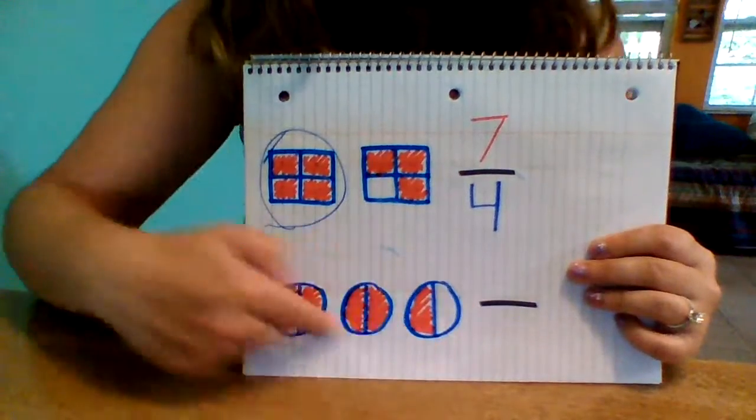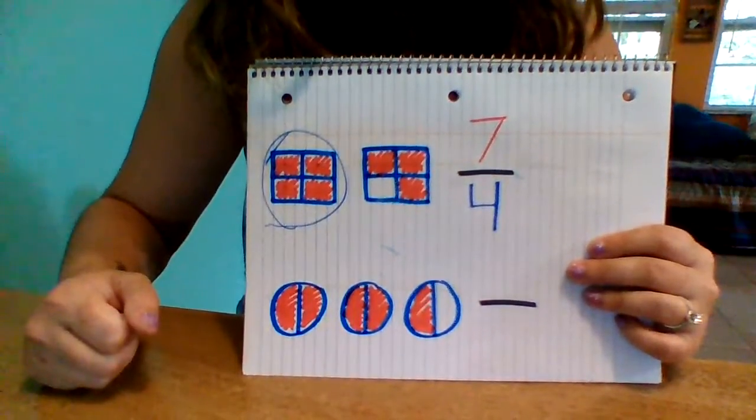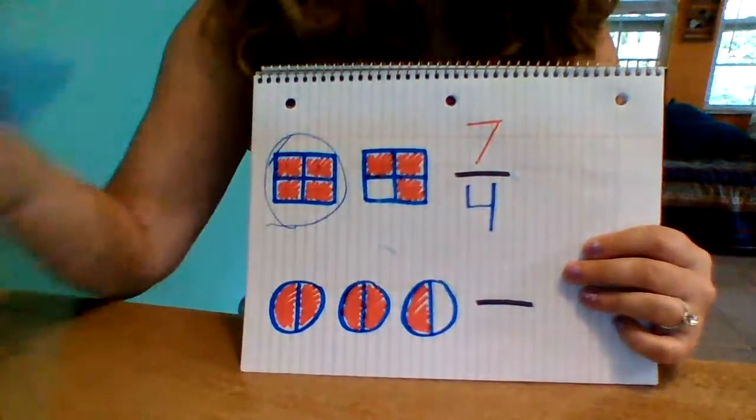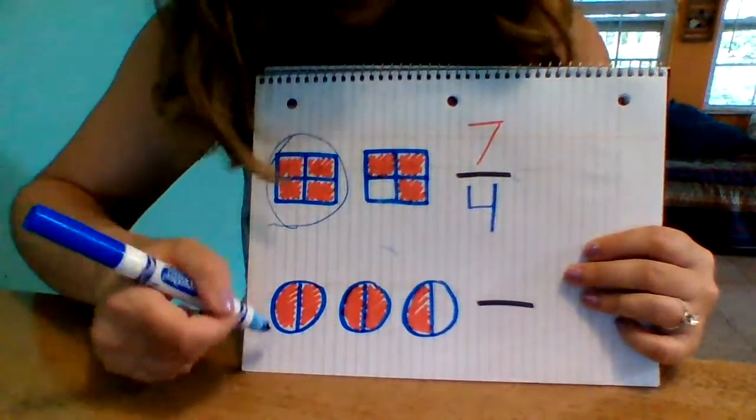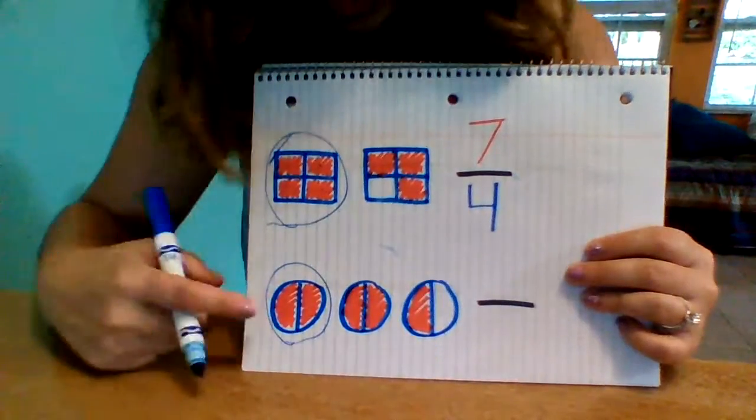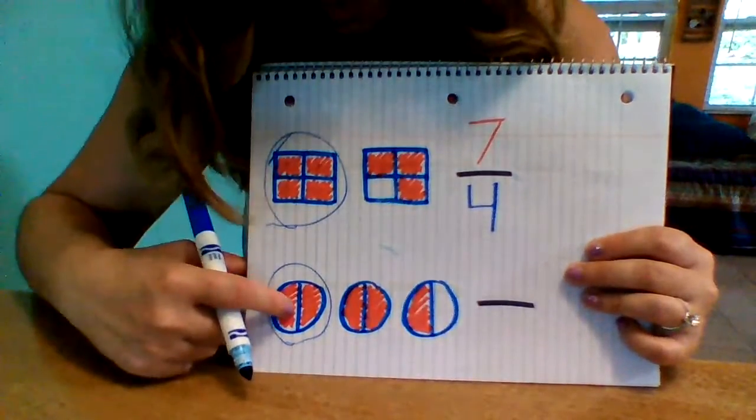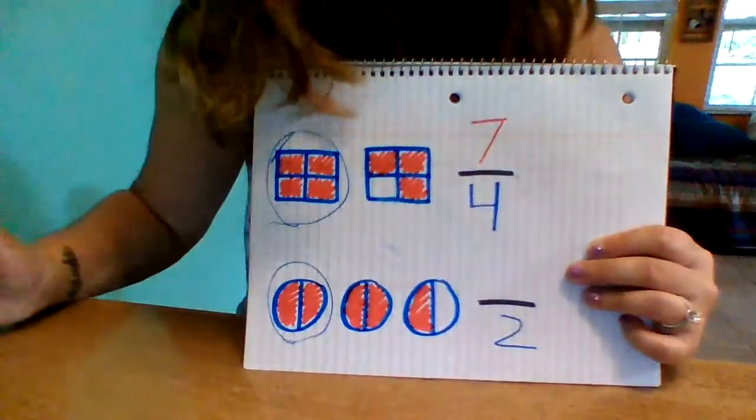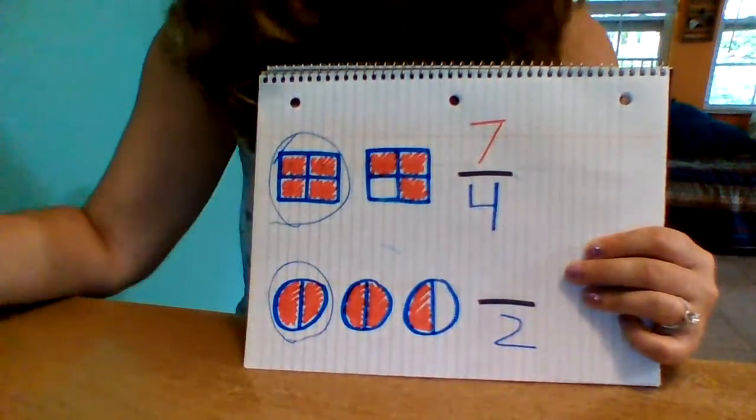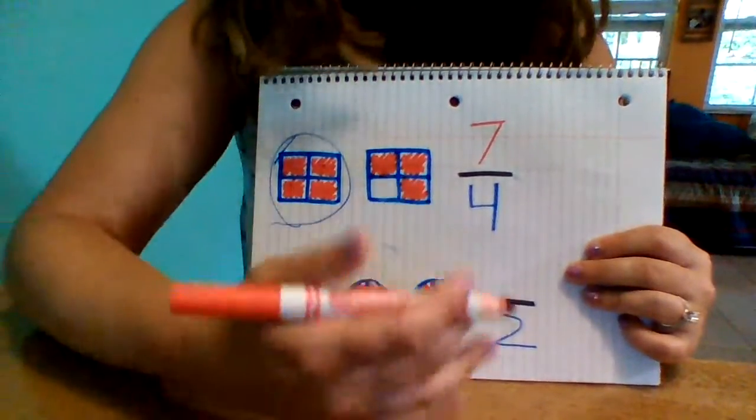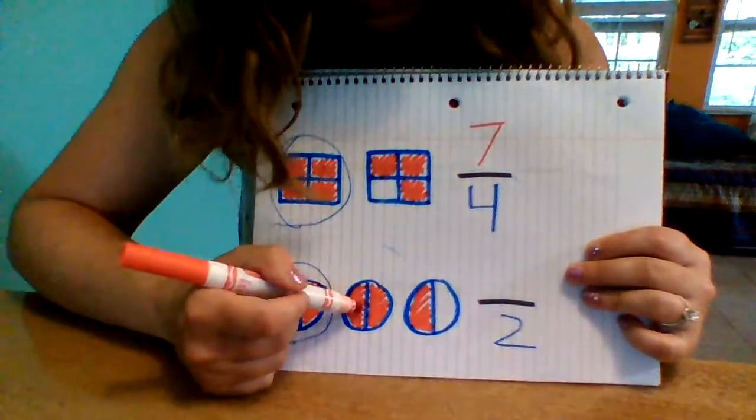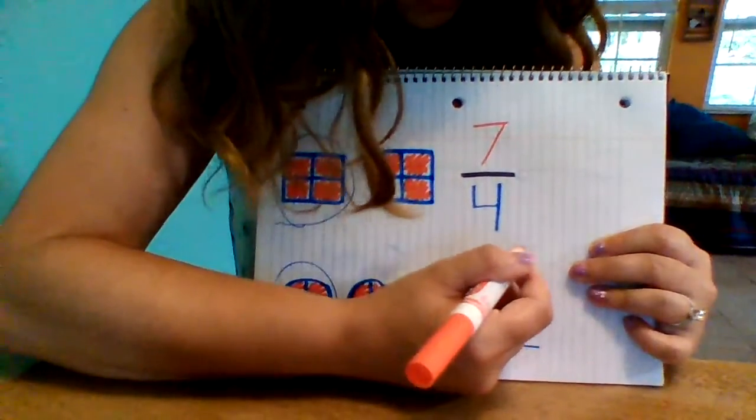This time, how many wholes are in the picture? 3, right? 1, 2, 3. But for my denominator, I only want to count the parts in one whole. How many parts are in one whole? 1, 2. So my denominator is 2. My numerator is going to be the number of shaded parts in the entire picture. So I can go ahead and count those. 1, 2, 3, 4, 5. Is that right?